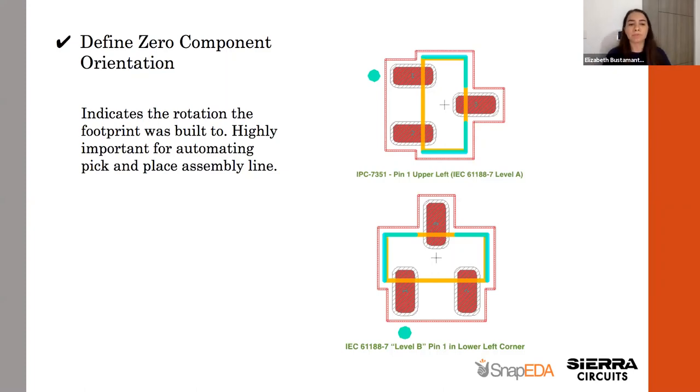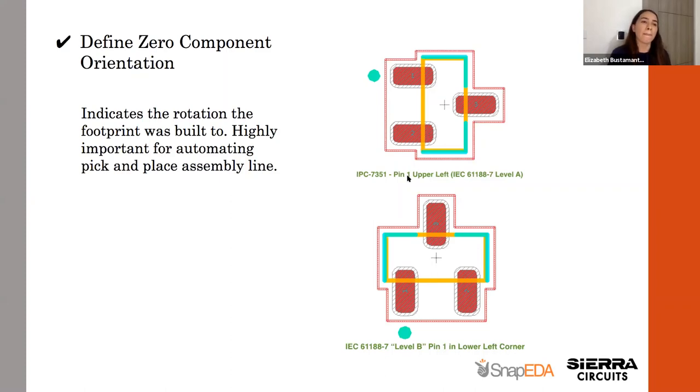assembly. So IPC 7351 indicates that in the CAD library, all pin one locations are in the upper left. This is level A, as you can see here, and it indicates that all pin one locations are in the upper left corner for multiple pin components, and pin one on left for two pin components.